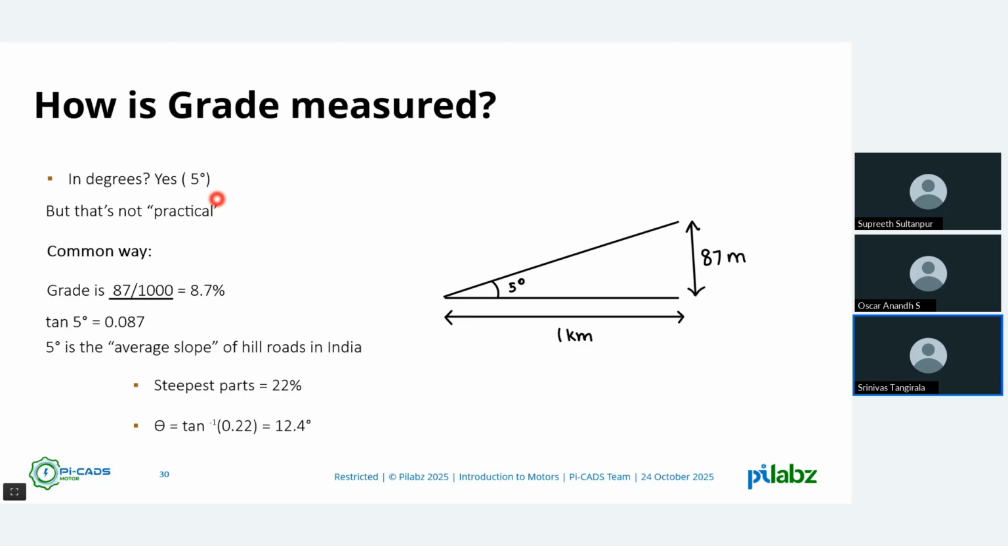So what will be the angle if the steepest part is a 22% gradient? Then the angle will be tan inverse of 0.22, which is 12.4 degrees. Okay, so that is how we calculate the grade.